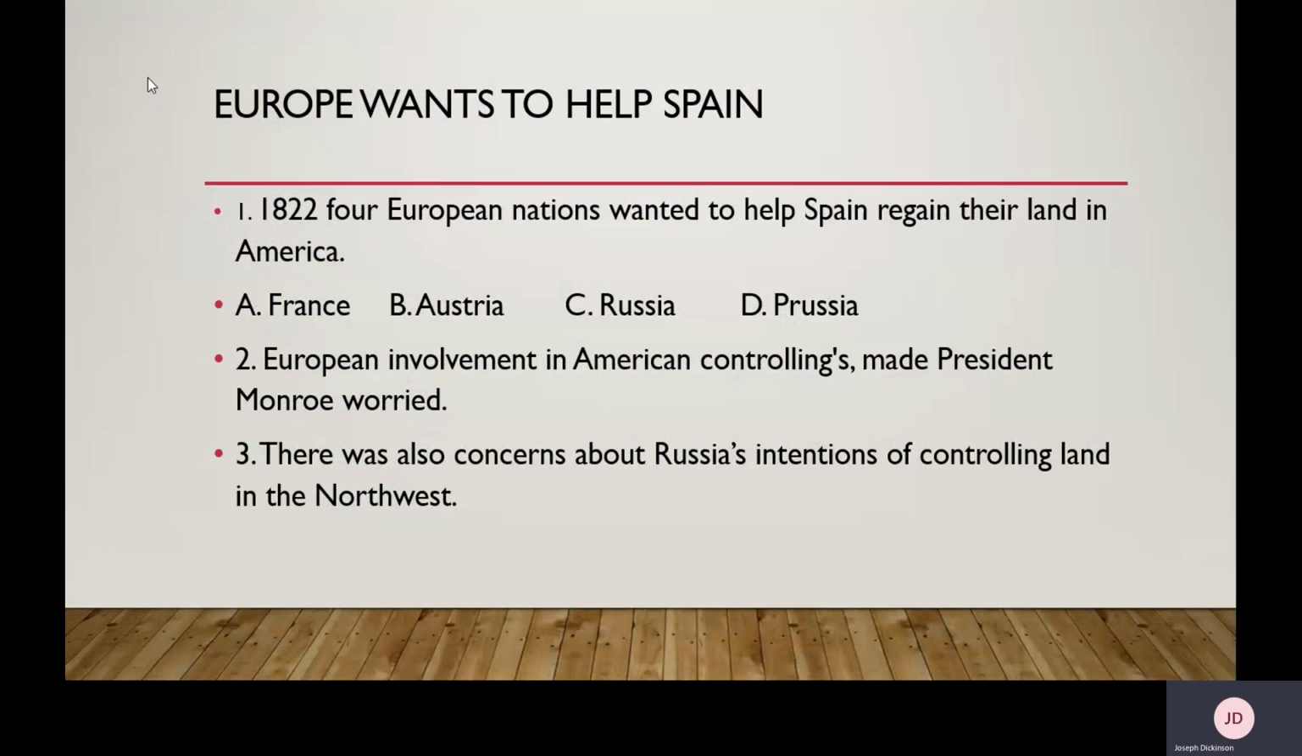Right, so Europe wants to help Spain. In 1822, four European nations wanted to help Spain regain their land in America. You've got France, Austria, Russia, and Prussia. European involvement in American affairs made President Monroe worried. All these four different countries trying to help Spain get land back is making them very worried. They're like, all right, we can deal with Spain, but these are a lot of other different countries that we're pretty worried about. Third, there were also concerns about Russia's intentions of controlling land in the Northwest.